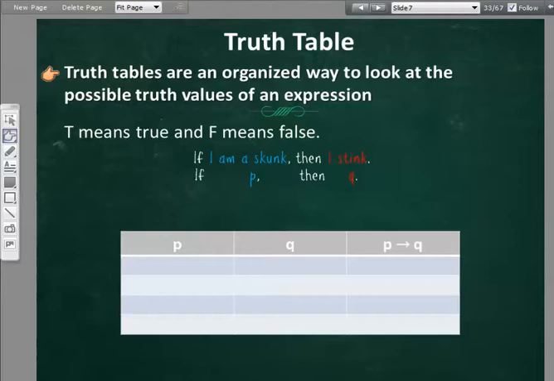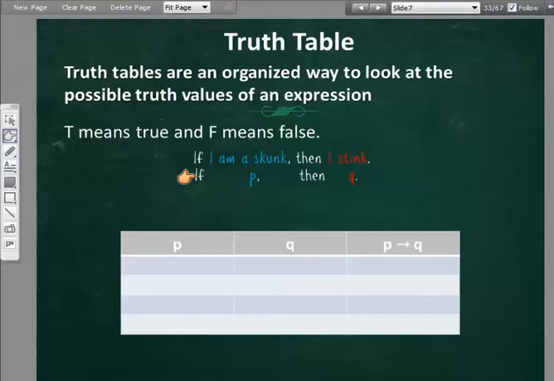Now to get into the truth table part. Truth tables are an organized way to look at the possible truth values of an expression. Your T is going to mean true and F means false. And for this truth table, for the example, we're going to use if I am a skunk, then I stink. But what I want you to understand is when you're doing a truth table for a conditional statement, the truth tables will always look the same for all conditional statements.